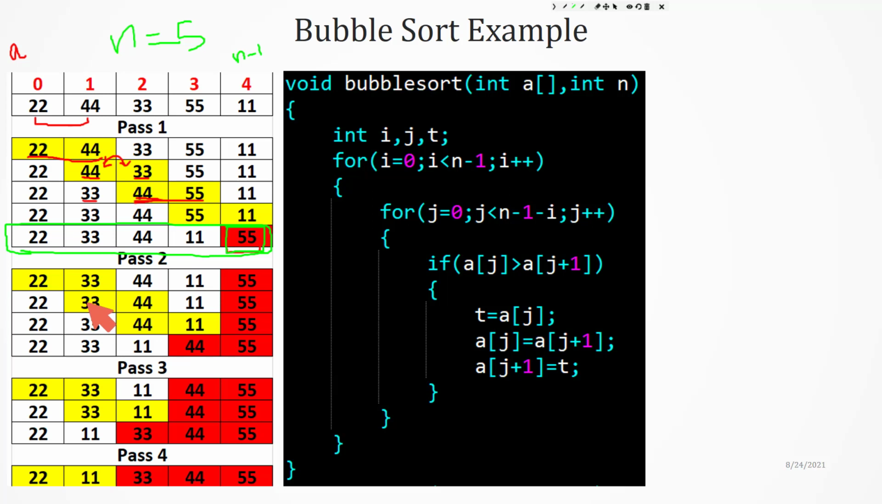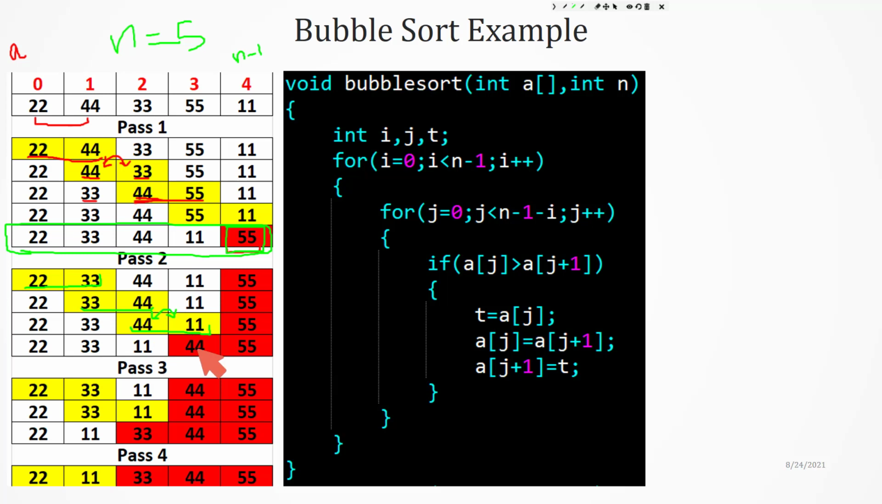Next we will compare 33 and 44. It is already in order, so there will be no change. Next we will go for 44 and 11. 44 and 11 are out of order, so we will exchange those two elements. So 11 will come here, 44 will come here.